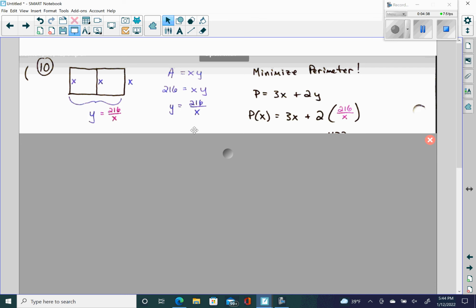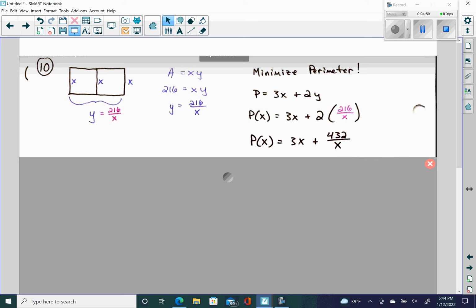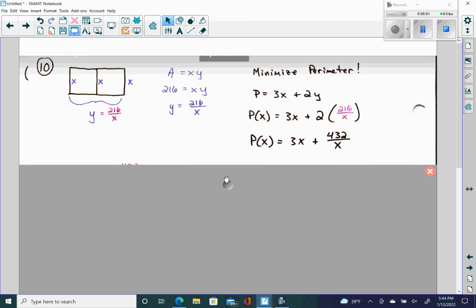So just reading the rest of this, what dimensions for the outer rectangle will require the smallest total length of fence, and how much fence will be needed? So that tells us we want to minimize perimeter. So perimeter here is going to be 3x, because I've got 3 x's plus 2y, and then I'm substituting the 216 over x in for y. And then that just turned into 3x plus 432 over x.